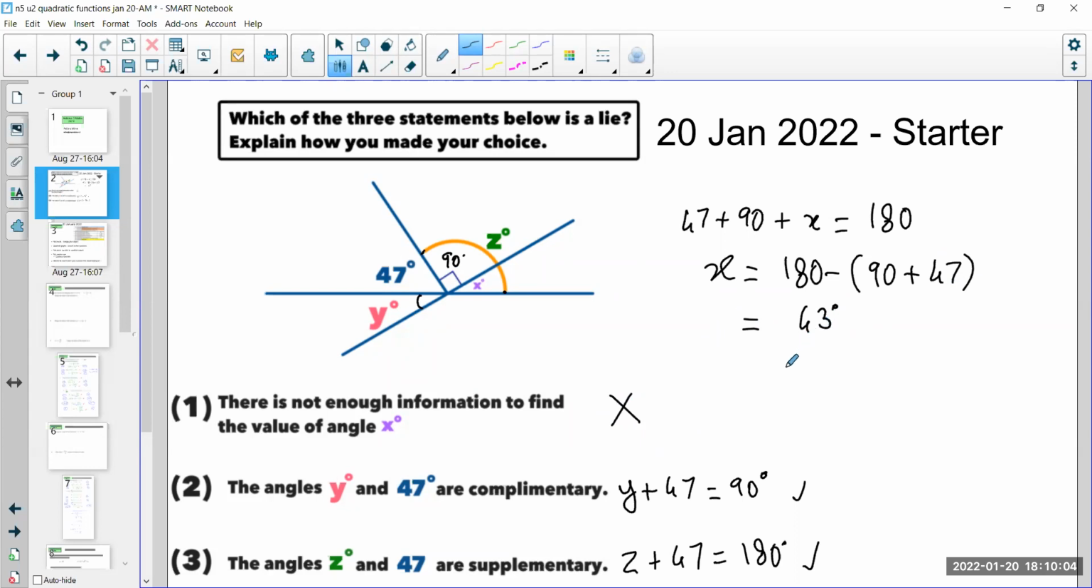Any question with that? Okay, so I wanted to mention this complementary angle because we're going to be talking about trig equations at one point, or trig graphs. You will see trig graphs. So trig is everything to do with sine waves and cosine waves.